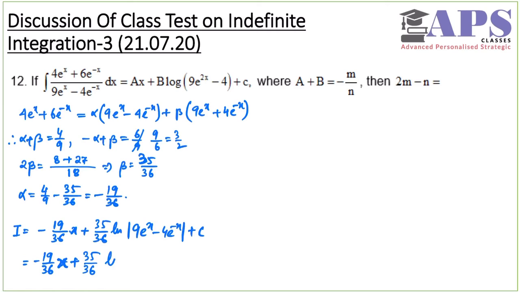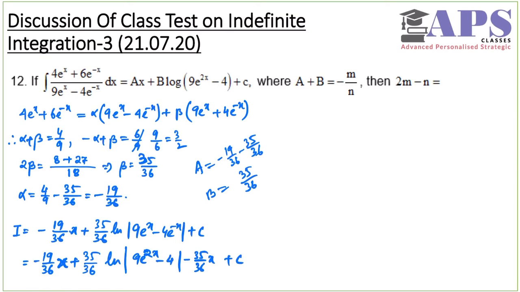I am going to take log of, now e to the power minus x will go there, so 9 e to the power x, e to the power 2x minus 4 by e to the power x, which will become minus e to the power x, so that will become minus 35 by 36 x plus c. So all the x terms if I take together, we will see that our capital A is now minus 19 by 36 minus 35 by 36, and our capital B is 35 by 36, right?